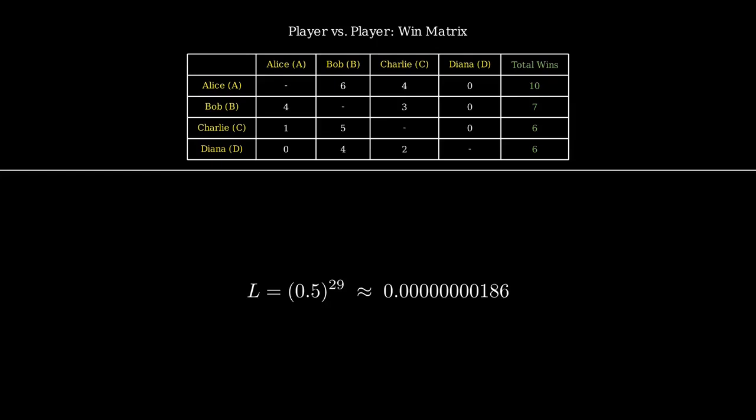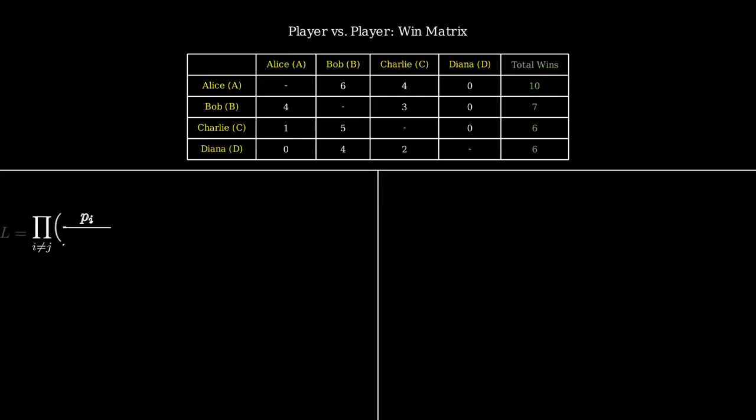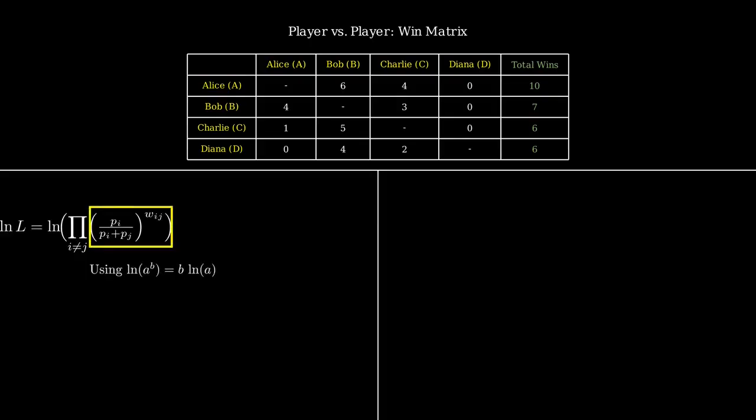That's where the log likelihood function comes into play. All right, so let's take a look at that now. Okay, and to convert from multiplication to addition, we can use the properties of logarithms. So we'll want to take the natural log of both sides.